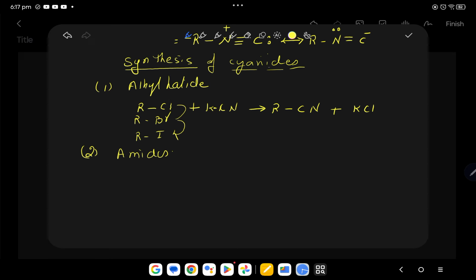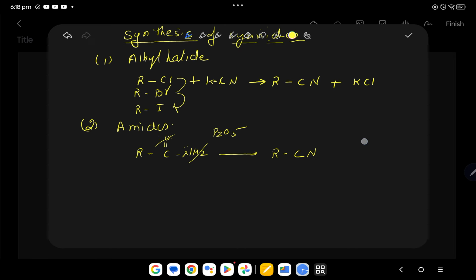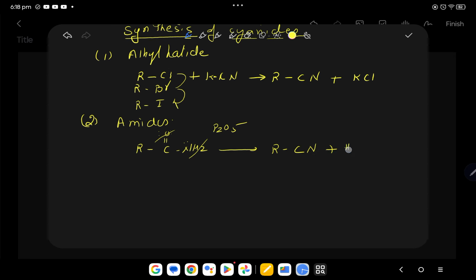Again I am taking an amide, C double bond O NH2, with a lone pair of electrons here, which we can show to be more precise. When the reaction occurs with P2O5, it is a dehydration type of reaction because O and H2 will be lost, and we get RCN, again a cyanide, plus water. So it can also be called dehydration.